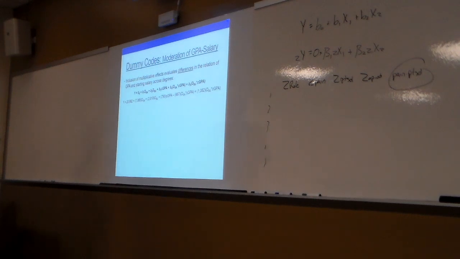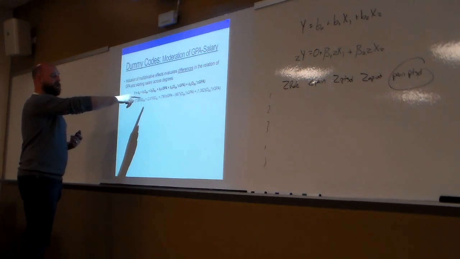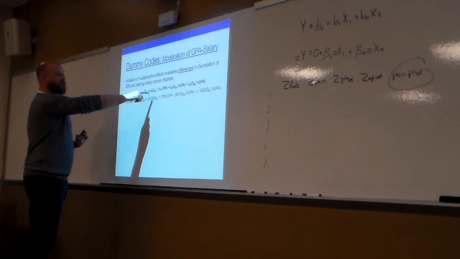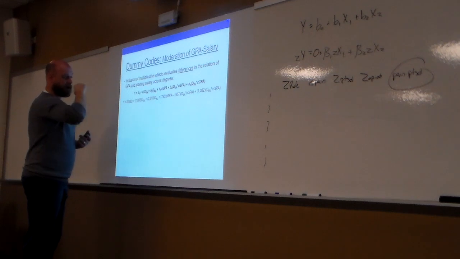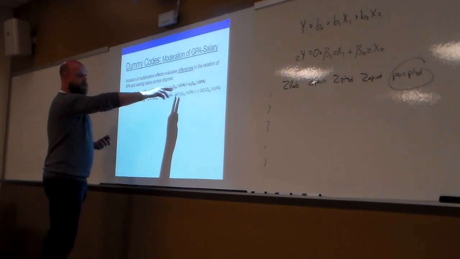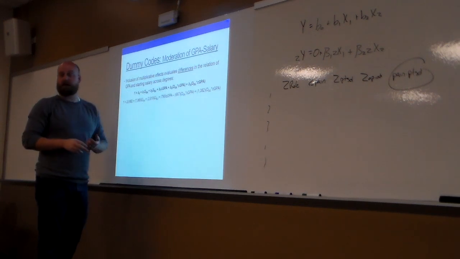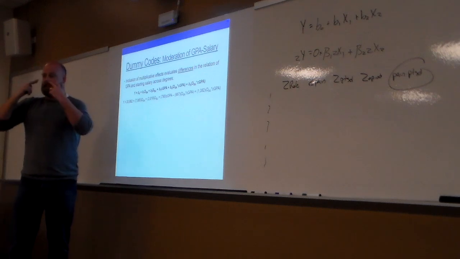So what I'm going to do is regress starting salary onto my engineering dummy, onto my business dummy, onto my centered GPA, okay? Then I'm going to create an interaction of my engineering dummy and centered GPA and my business dummy and centered GPA, okay?